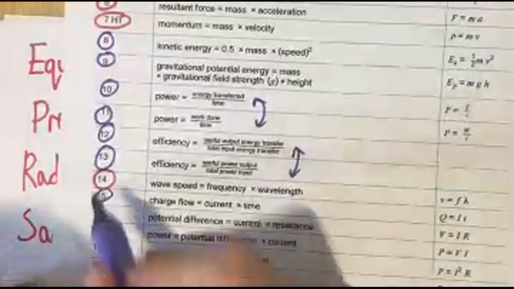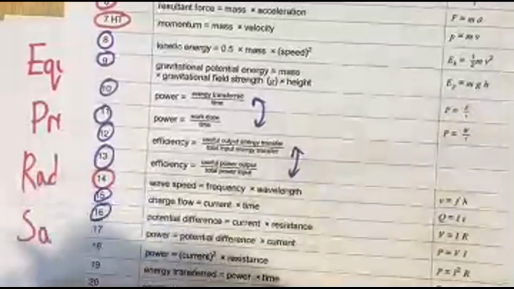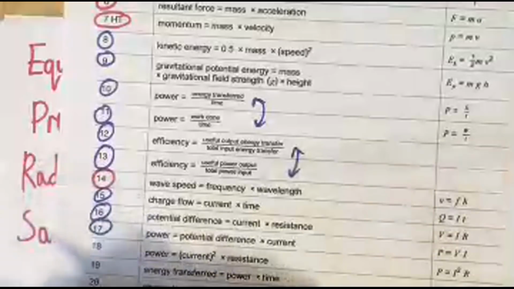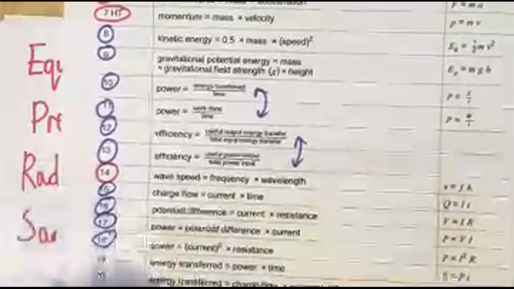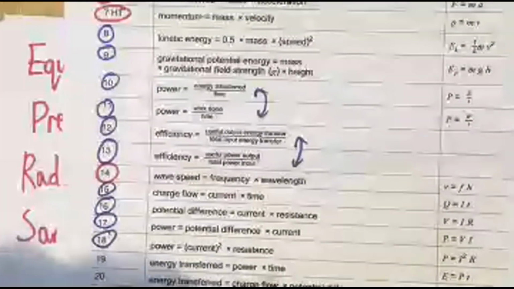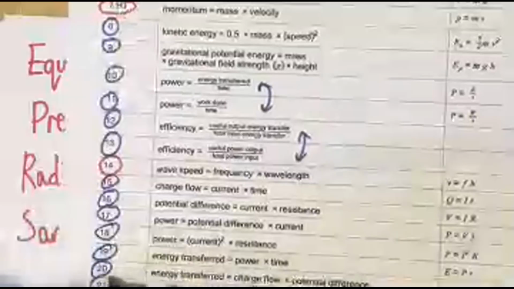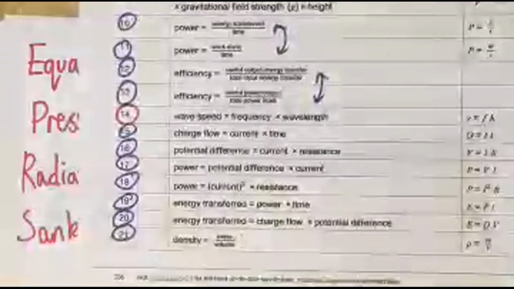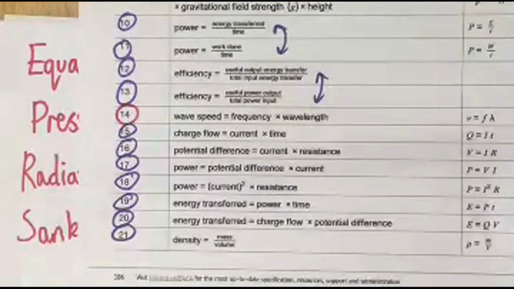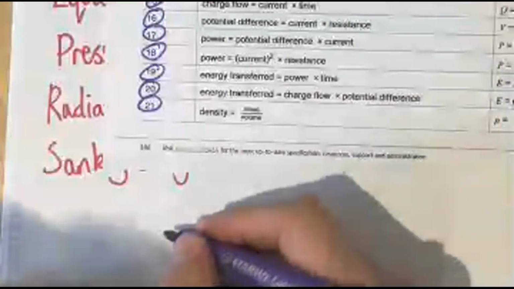So we've got charge flow equals current times time, potential difference equals current times resistance, power equals potential difference times current, power equals current times resistance, okay? And again, these two here. Now, I know I've probably rushed through them there, but the key thing, and the reason I've rushed through them, is remember that electricity is weird.